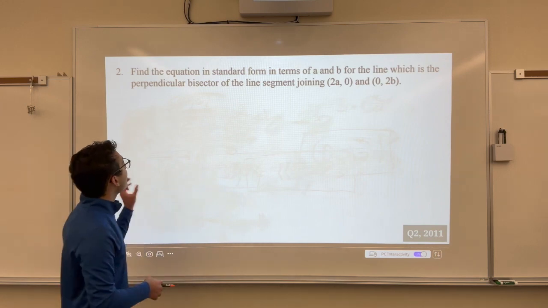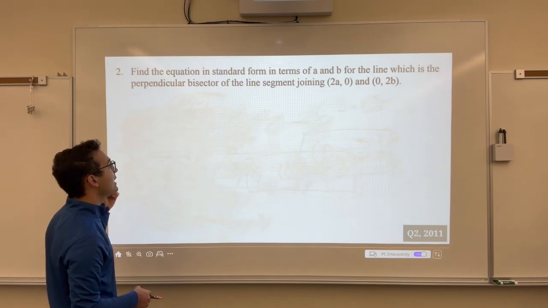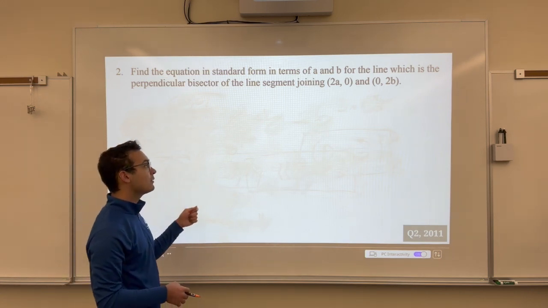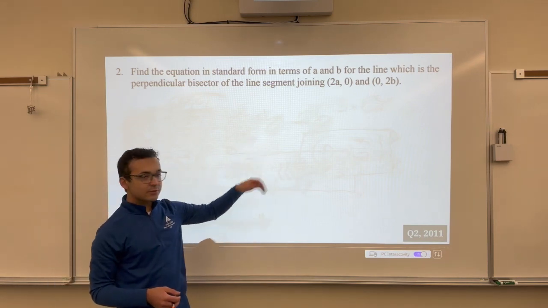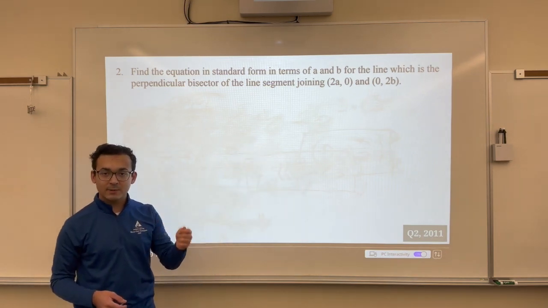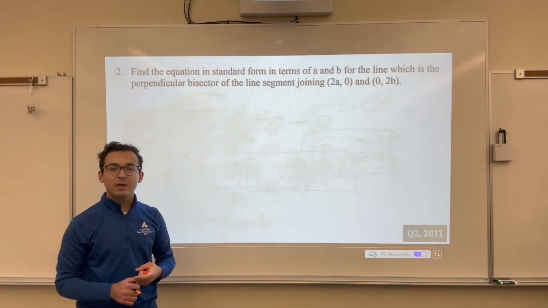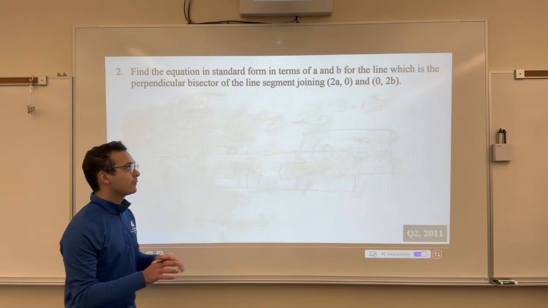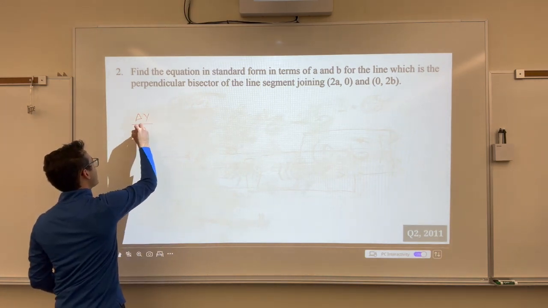Find the equation in standard form in terms of a and b for the line which is the perpendicular bisector of the line segment joining (2a, 0) and (0, 2b). Now, don't be confused by those letters. We're still trying to find the perpendicular bisector, meaning that we have to find the opposite reciprocal slope and the midpoint. Starting with the slope, we know that slope is change in y over change in x.